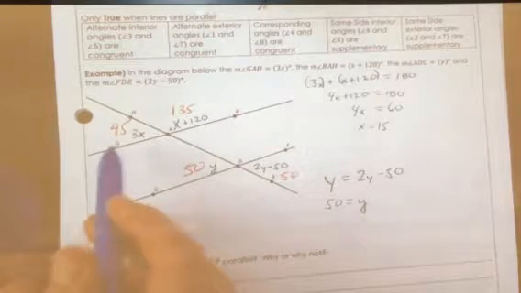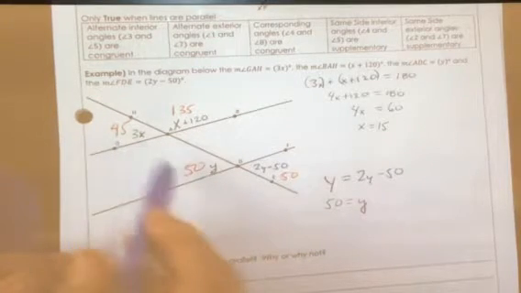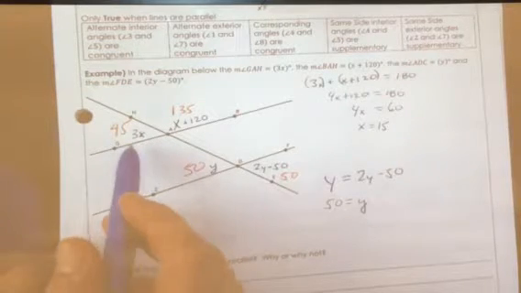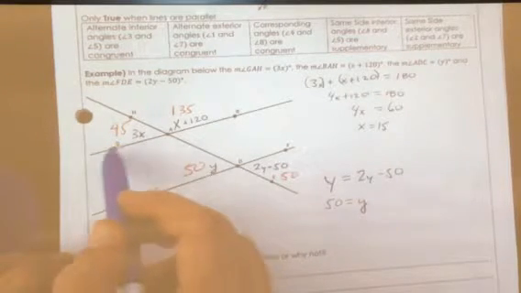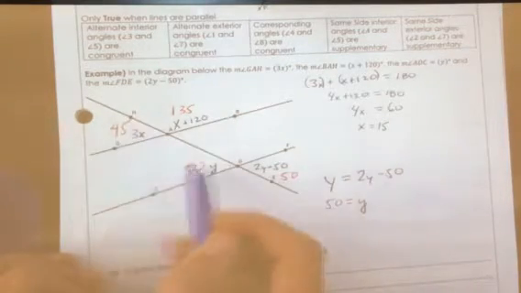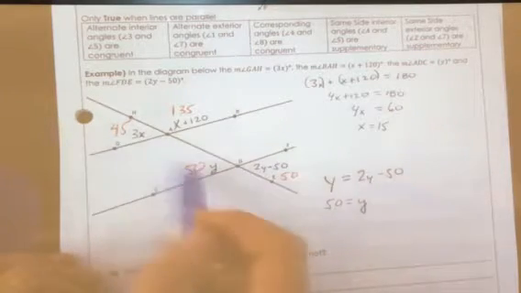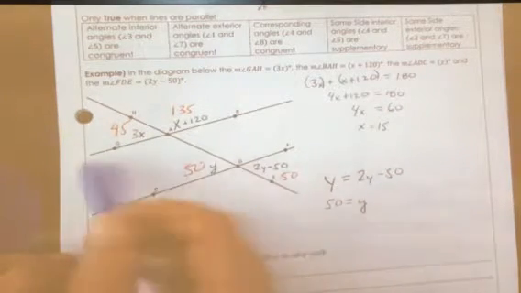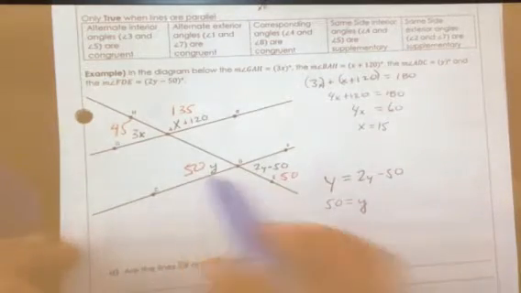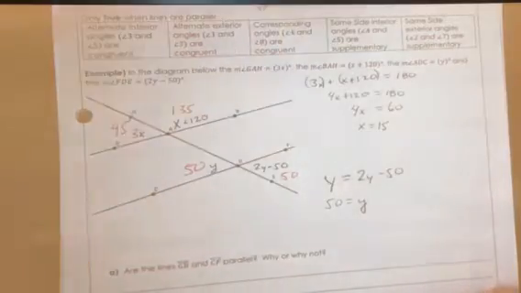Well, we should recognize this relationship, corresponding angles. And angle GAH and angle CDA, or CDH, those should be corresponding angles if these lines are parallel. But they don't equal each other. So because of that, we're going to say that the lines are not parallel.